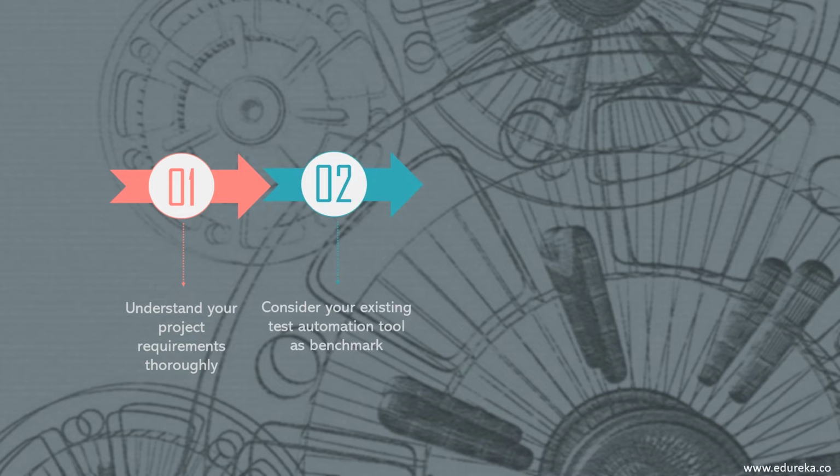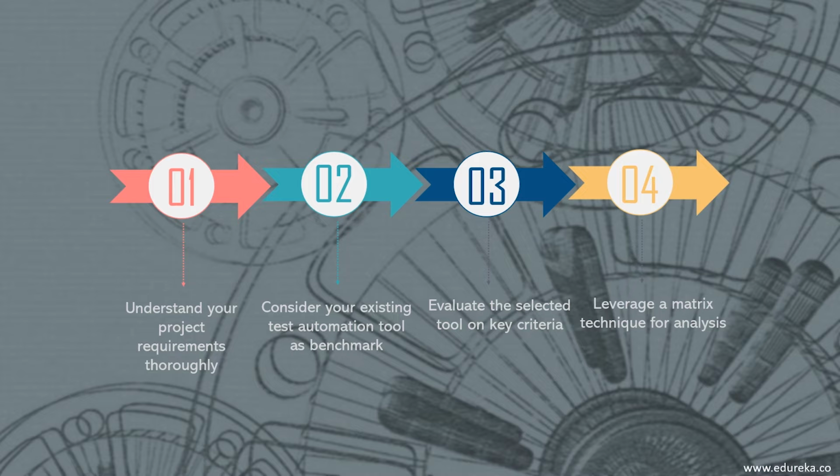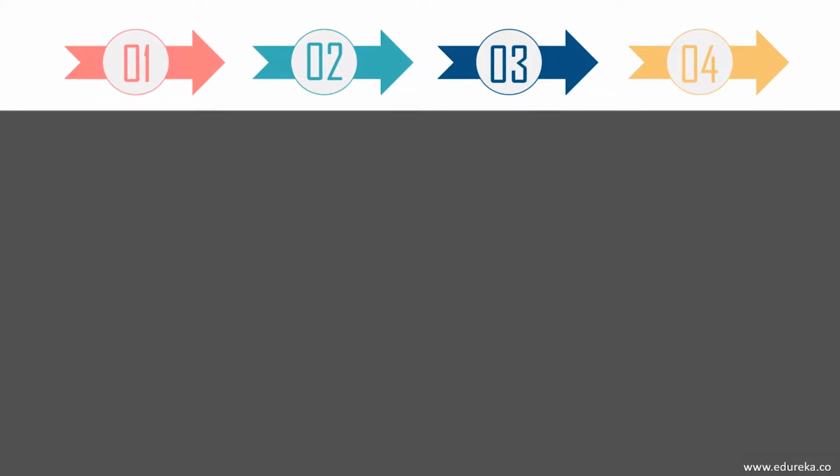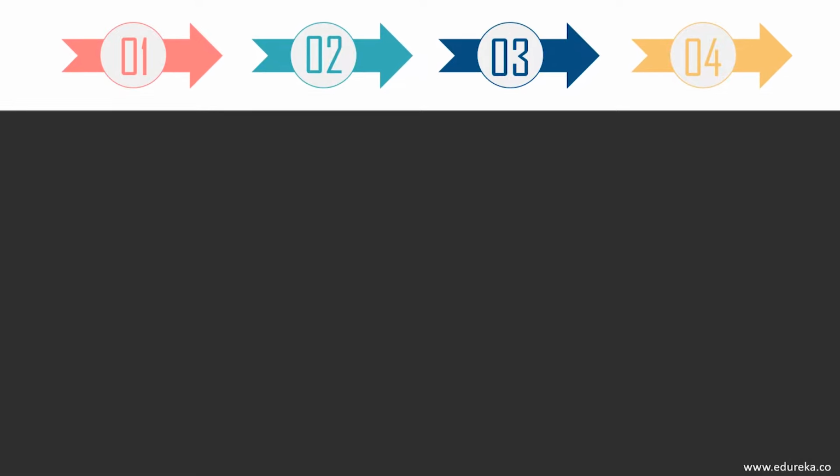Next is to consider your existing tool, or the current tool which you're using, as a benchmark. Then you evaluate the shortlisted tool based on certain key points. And finally, you use some sort of matrix to filter out a proper tool among the shortlisted tools. So now that we have listed down the steps, let's go through each step in depth.